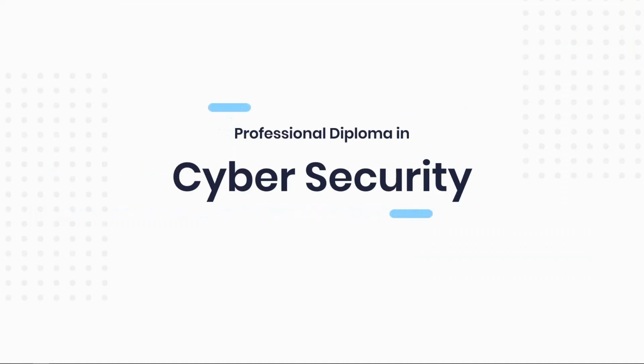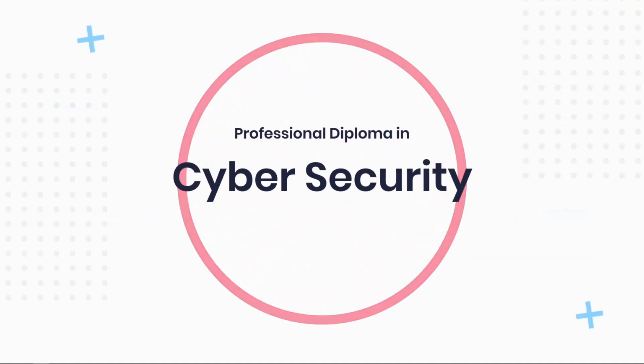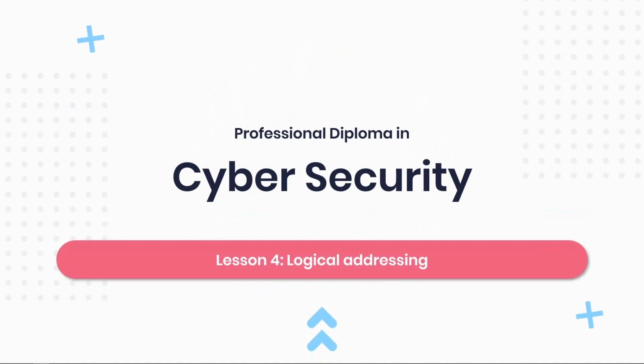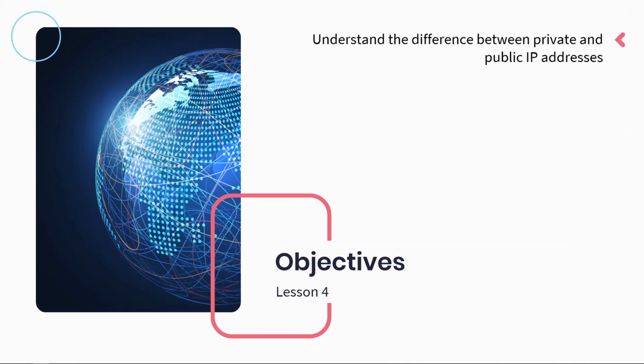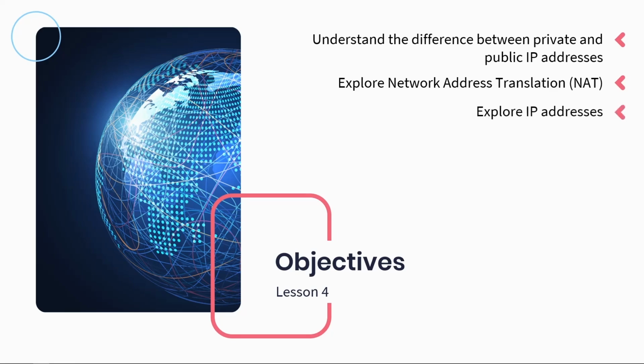In this lesson, we'll be looking at the physical and logical addressing in network devices, such as your laptop. We're going to help you understand the difference between private and public IP addresses, explore network address translation, NAT, and how private addresses are converted to public IP addresses with NAT, explore IP addresses, and explore MAC addresses. We'll look at the differences and how routing works with each one.